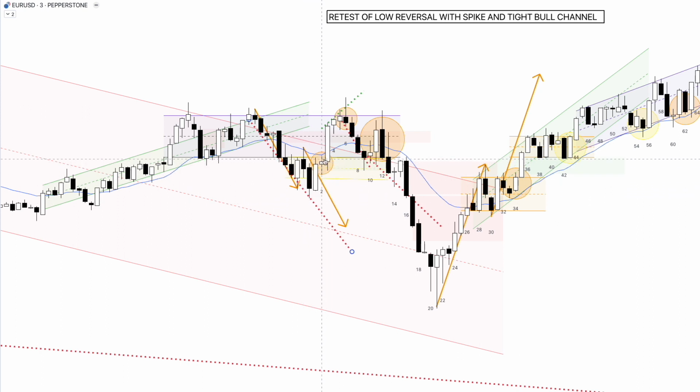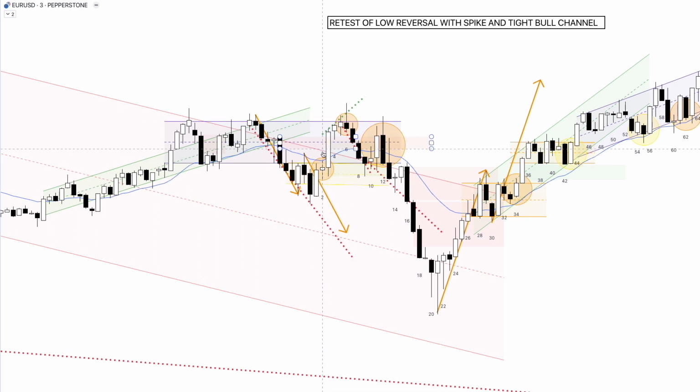So this fails. And once you see a failure like that, usually it'll go back in the other direction pretty strongly. And that's exactly what happens. And then we get this triple test here. And now we're ready to go down. So now we've had a stronger break of this pink channel, and we're heading down to retest the lows here. So we're looking to retest those lows. And this triple test here is a good trade.